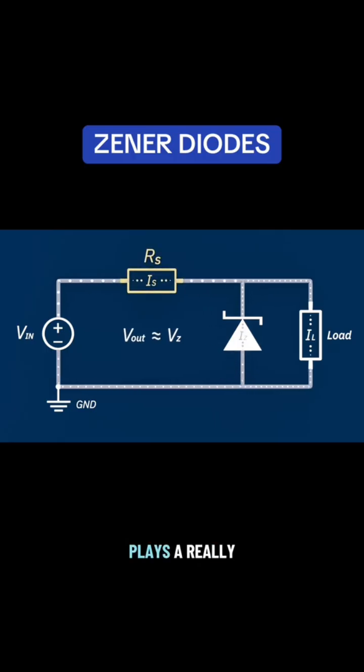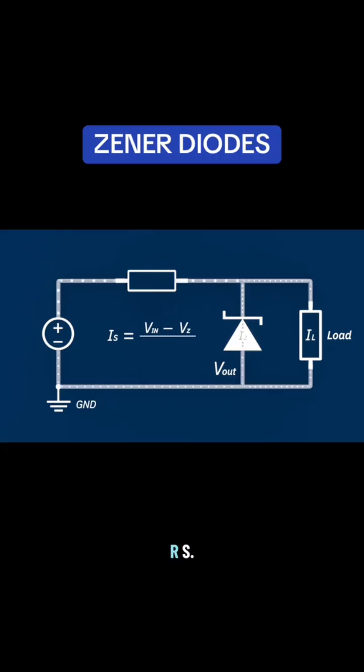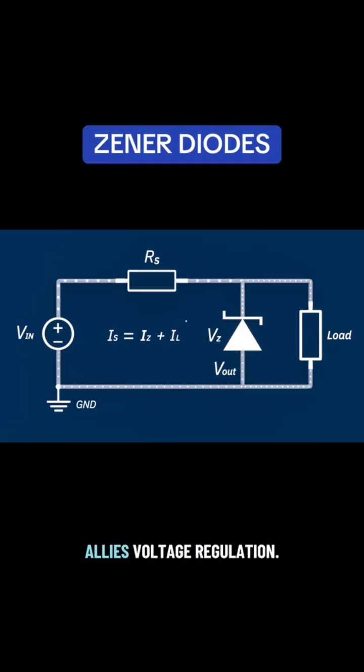The series resistor plays a really important role here. It limits the current supplied to both the load and the Zener diode. Without this resistor, once breakdown occurs, the Zener diode would attempt to draw excessive current from the supply and would quickly overheat and fail. The current flowing through the series resistor is given by the equation Is equals (Vin minus Vz) over Rs. This resistor current then splits between the Zener diode and the load, so we can say Is equals Iz plus IL. This current sharing behavior is what allows voltage regulation.